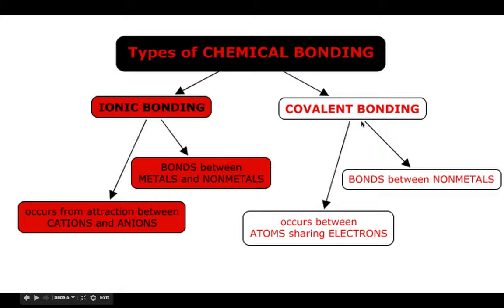Covalent bonding, on the other hand, is a bond between nonmetals. Okay, and this occurs because electrons are shared between atoms. It's like our example before with water. We're going to talk more about this later as well. This video is just meant to introduce to you what chemical bonding is and the ideas behind it.